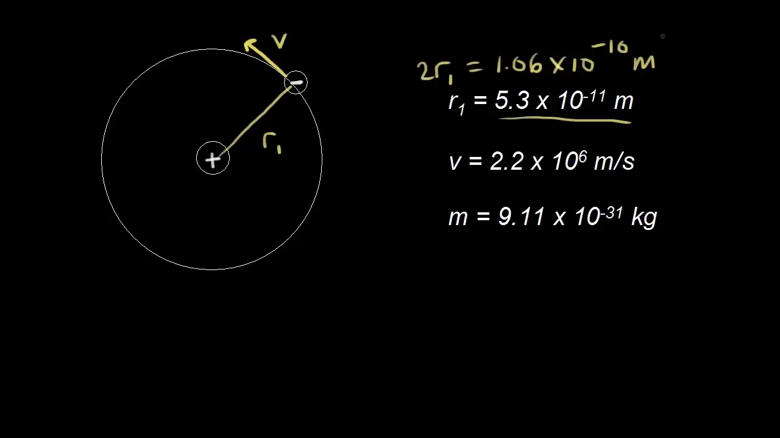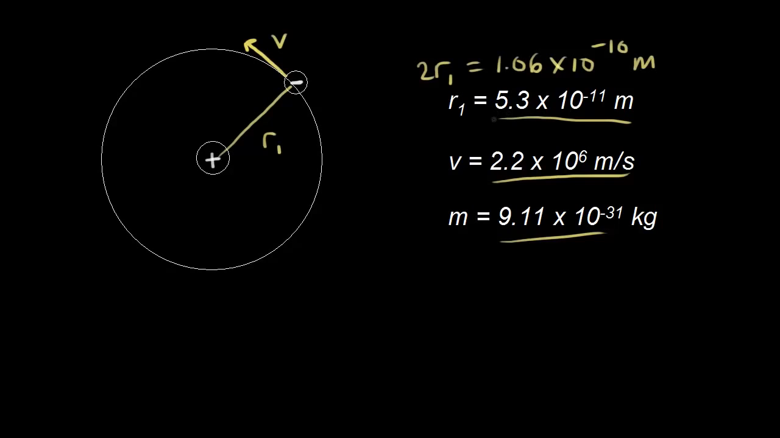We also did some calculations to figure out the velocity. So the velocity of an electron in the ground state of a hydrogen atom using the Bohr model, we calculated that to be 2.2 times 10 to the 6 meters per second. And since we know the mass of an electron, we could actually calculate the linear momentum. So the linear momentum p is equal to the mass times the velocity.